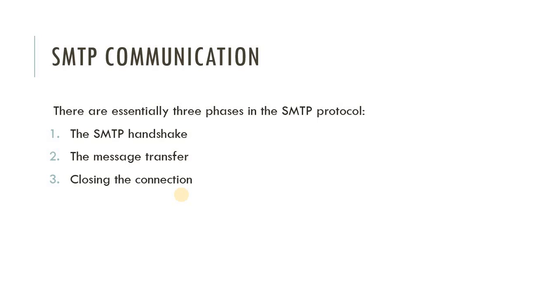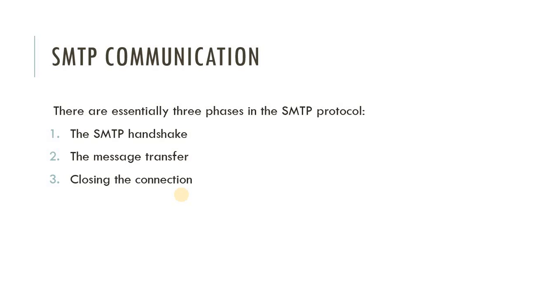So for now, let's focus on the communication that happened between Bob's mail server and Alice's mail server. Bob's mail server is running on a gmail.com machine and Alice's mail server is running on a yahoo.com machine. Remember that Bob's mail server had to start a communication channel with Alice's mail server to deliver Bob's email to Alice. There are essentially three phases in the SMTP protocol. First is the SMTP handshake, second is the message transfer, and third is closing the connection.